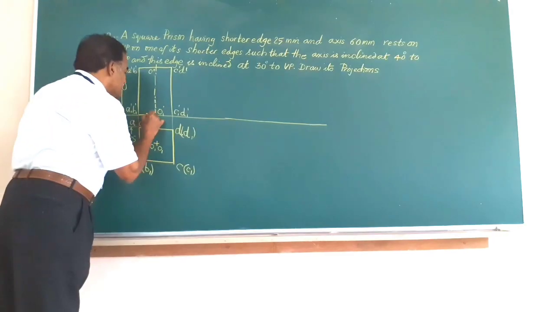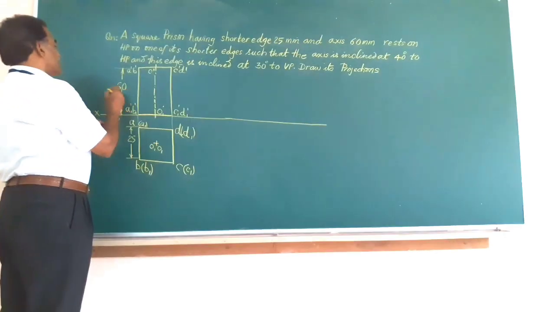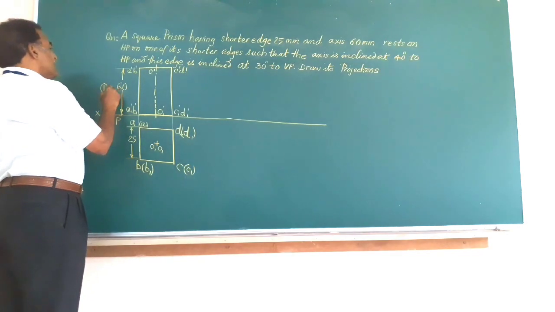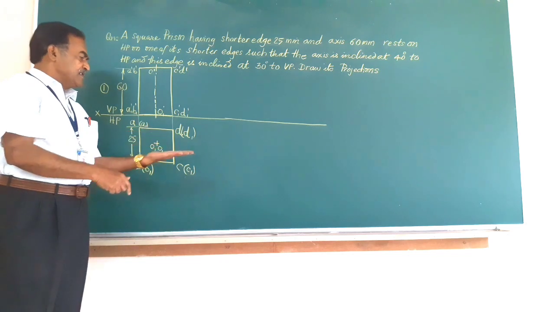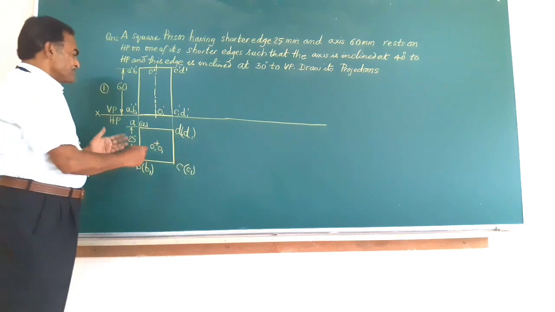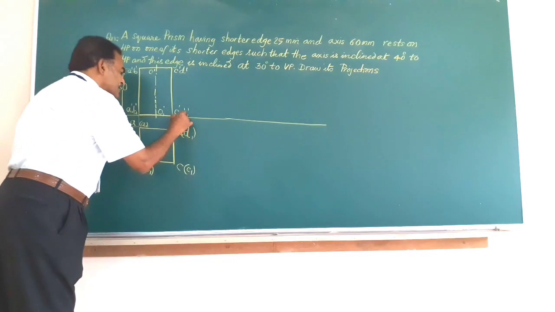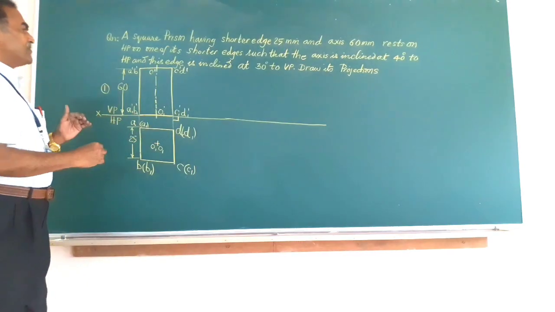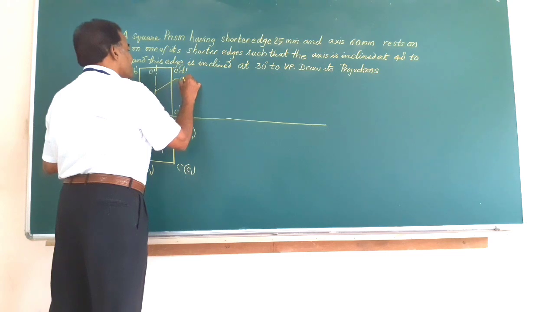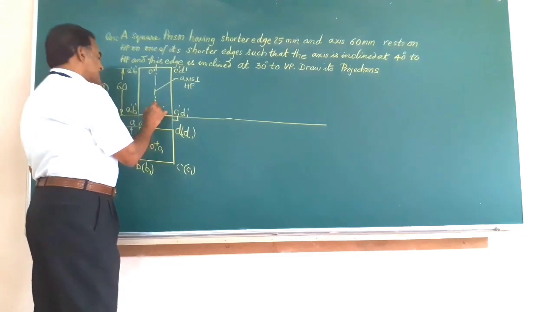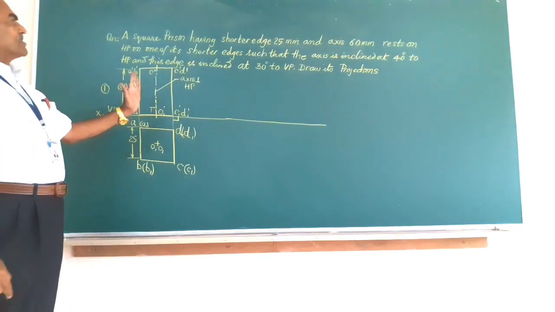Now friends, you have got in the first figure, we call this figure number 1. In the first figure, you know very well that the object is resting on one of the square faces on HP and one of the shorter edges is perpendicular to VP, and if you observe, the axis is also perpendicular to HP. This line makes an angle of 90 degrees. So axis is perpendicular to HP.